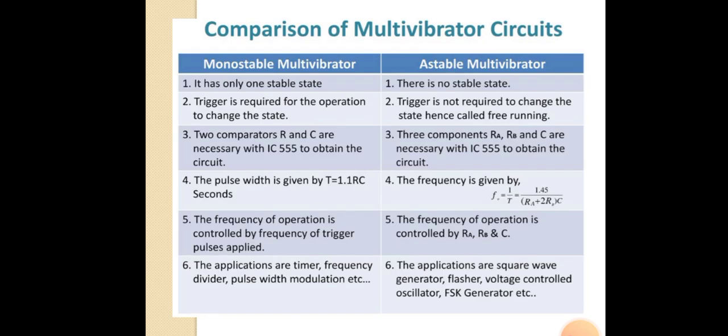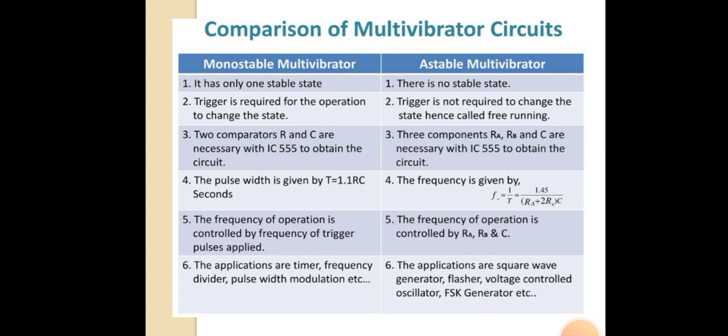A comparison between monostable and astable multivibrators. Whereas the monostable multivibrator has only one stable state, in the astable multivibrator there is no stable state. In monostable, a trigger is required for the operation to change the state, whereas in the astable multivibrator, a trigger is not required to change the state. Hence, it is called free running. In the monostable multivibrator, two components R and C are necessary with IC555 to obtain the circuit.